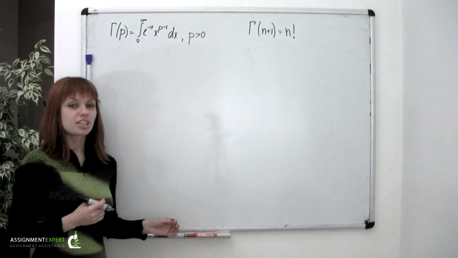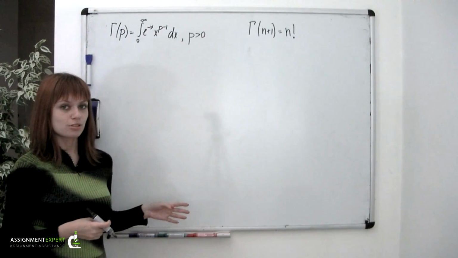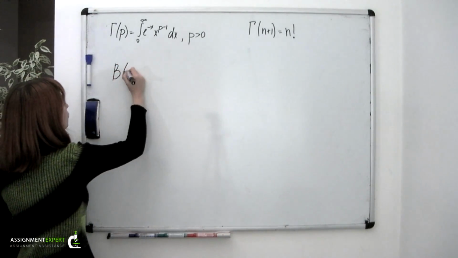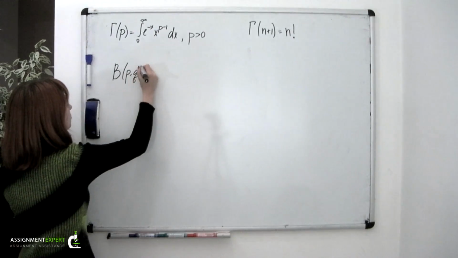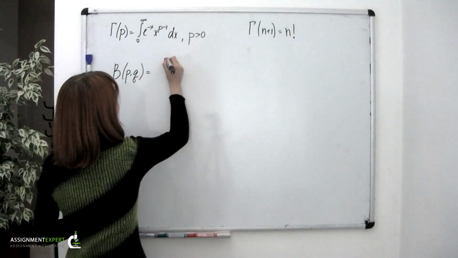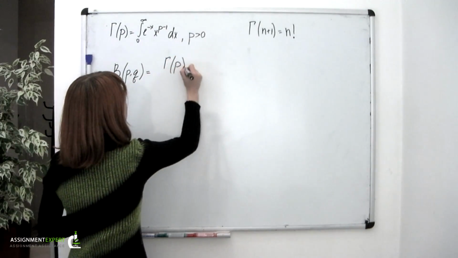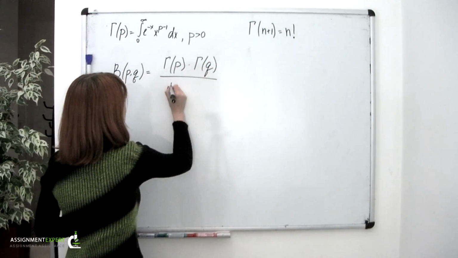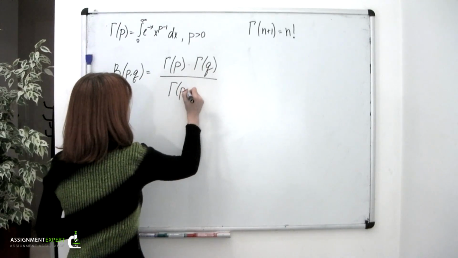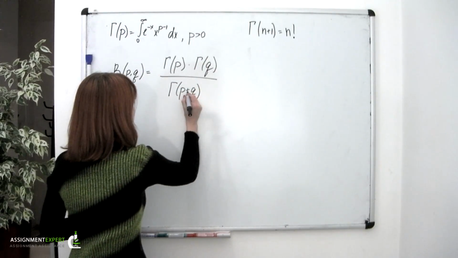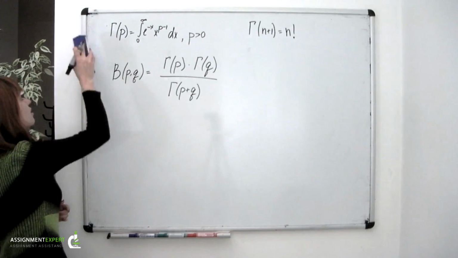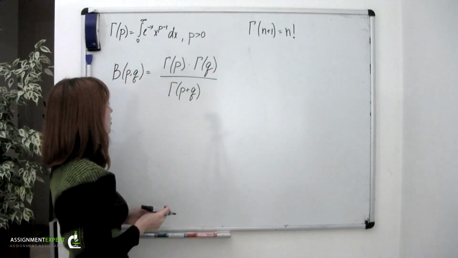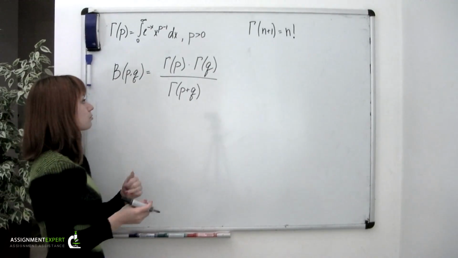Also, there is an interconnection between beta and gamma functions. And it goes like this. Beta of p and q equals gamma of p times gamma of q over gamma of p plus q. So beta function can be expressed as a combination of gamma functions. Now let's try and understand why is it so.